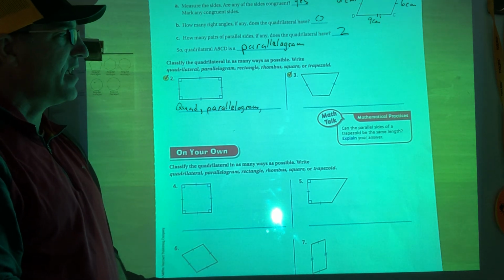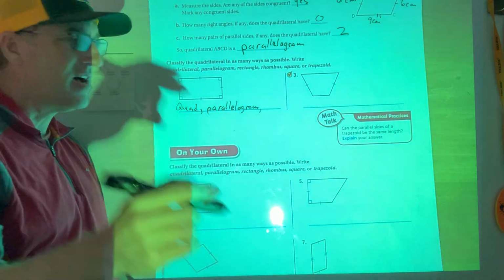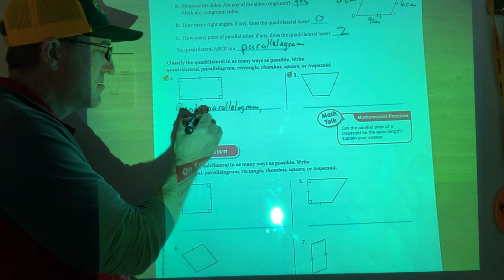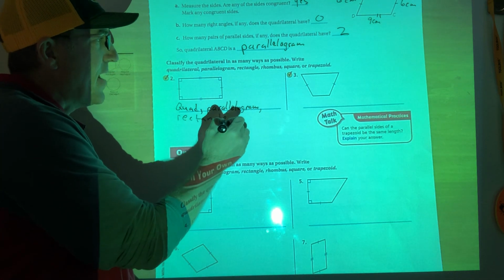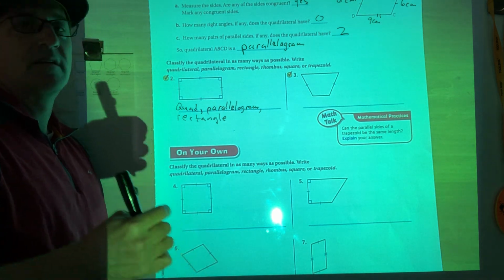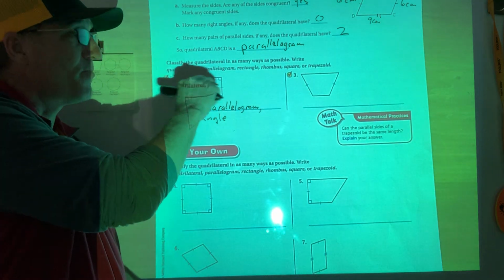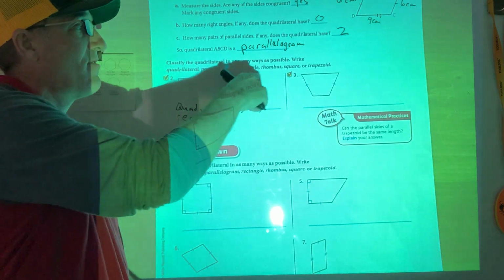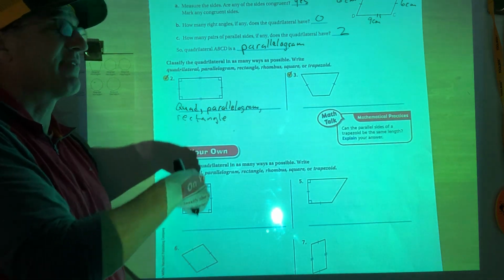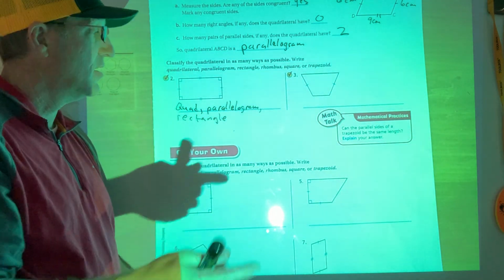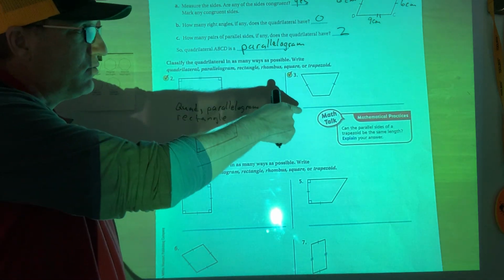Okay, is it a rectangle? Does it have 90-degree angles? It does, so it's a rectangle. Okay, now, is it a rhombus? No, it's not a rhombus, right? Because opposite sides are congruent, but not all 4 sides. And if it's not a rhombus, it's definitely not a square. And if it's a parallelogram, it sure is not a trapezoid. So we're done.